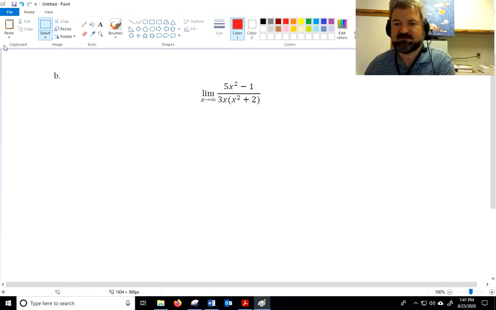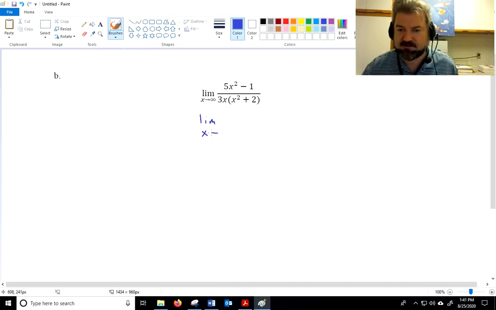Now we've got the limit as x approaches infinity of this. This is also a rational function, it's just written in kind of an annoying way. So let's simplify a little bit, expand out that denominator and see if we can make some sense out of this. 5x squared minus 1 over 3x cubed plus 6x.